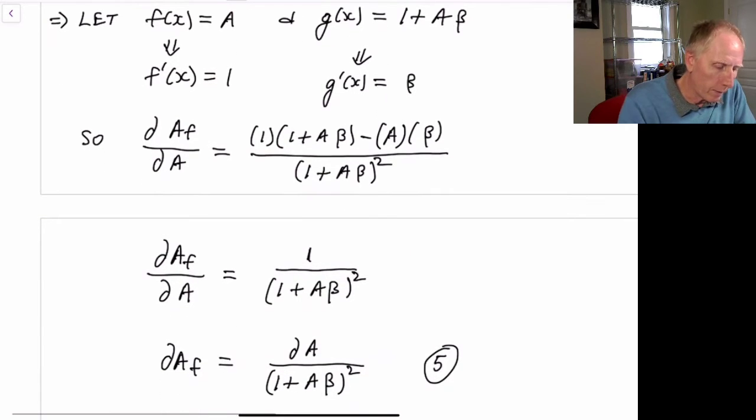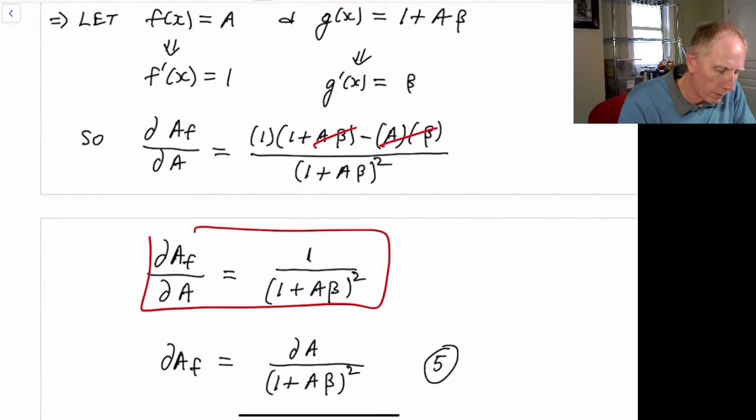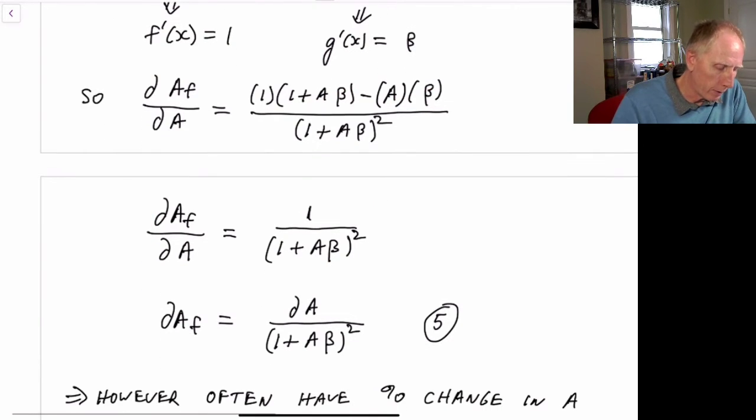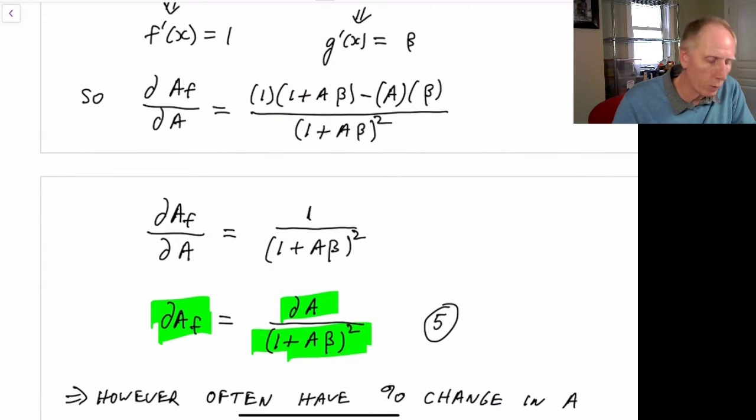If we just reduce this a bit, we see that the A betas here cancel out, and we have this equation here. So the derivative of the closed loop gain with respect to A is 1 over 1 plus A beta squared. Then we can just move the dA up to the numerator over here. We can write that dA_f is dA divided by 1 plus A beta squared.